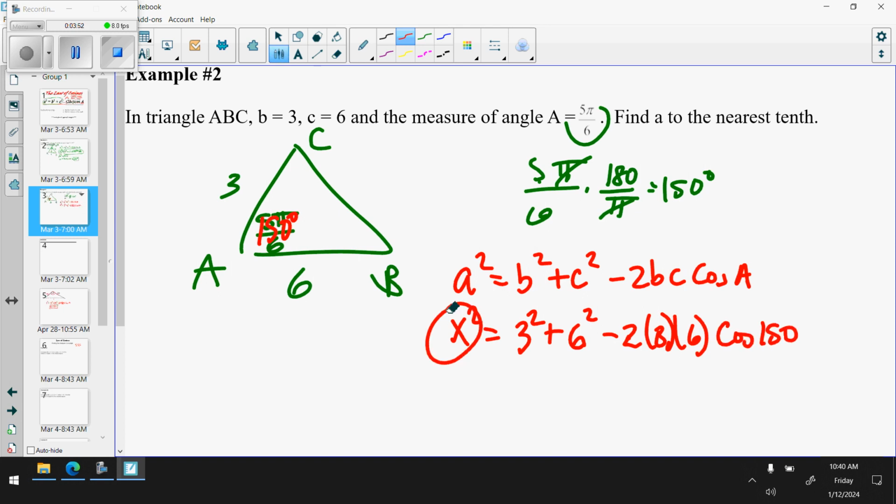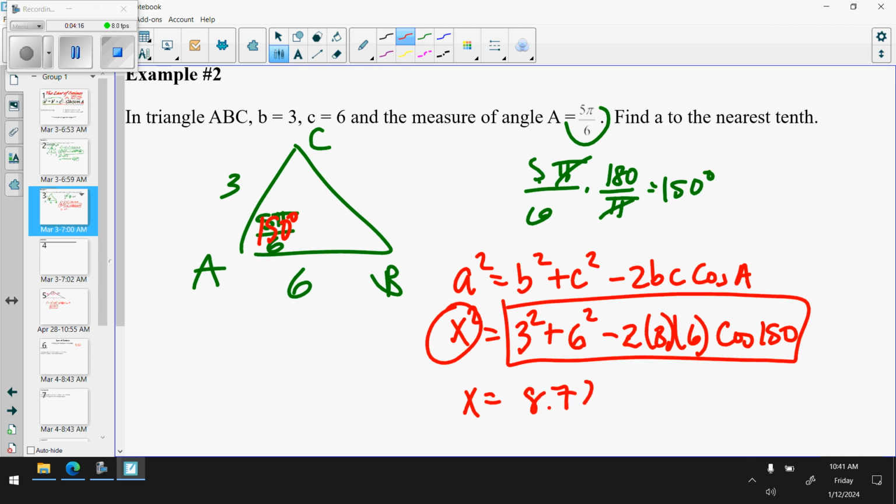I'm looking for the side. I'm going to plug that whole thing in my calculator, take the square root of that whole thing, and you get it in one answer, or one step. Plus 6 squared minus 2 times 3 times 6 times cos of 150. I get that. Take the square root of that. I get 8.7279. What do they want? Nearest tenth, 8.8.